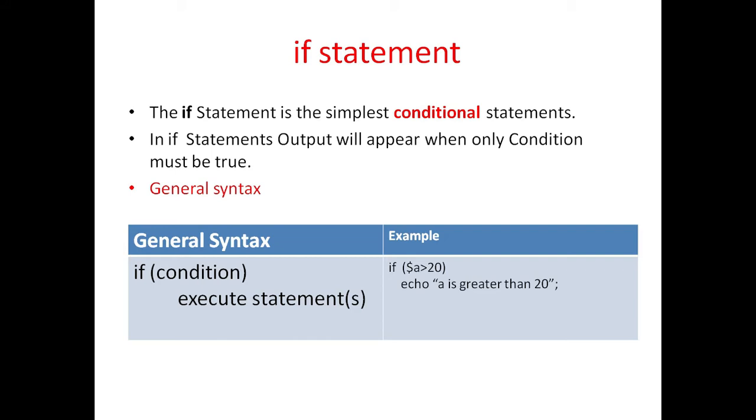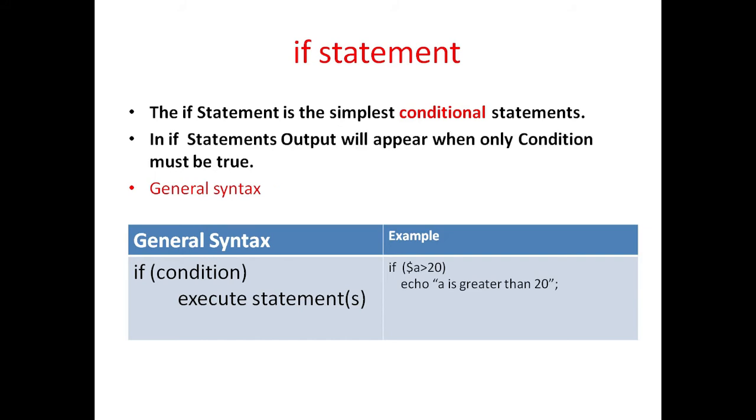First we'll see the if statement. The if statement is the simplest conditional statement. Here output will appear only when the condition is true. The general syntax for the if statement is if, condition, and then execute statement. That is, if this condition is true, it will execute the statements following it. An example explaining the if statement is: if $a > 20, echo "a is greater than 20". That is, if the condition a greater than 20 is true, then it will print "a is greater than 20".